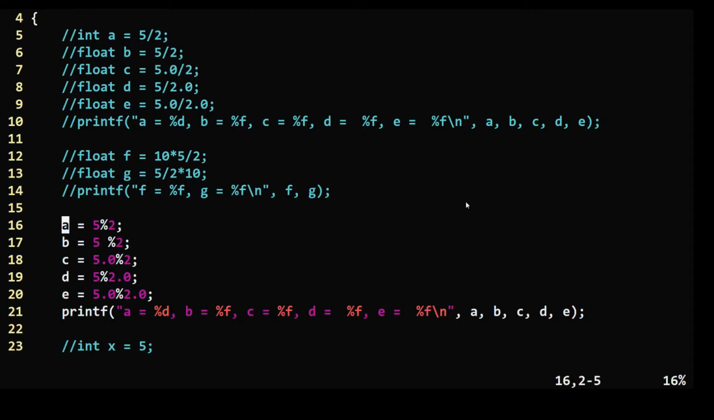Now here, this is a new operator, the modulo operator. This is used to take the remainder when the first one is divided by the second one. Let's see what we get here.